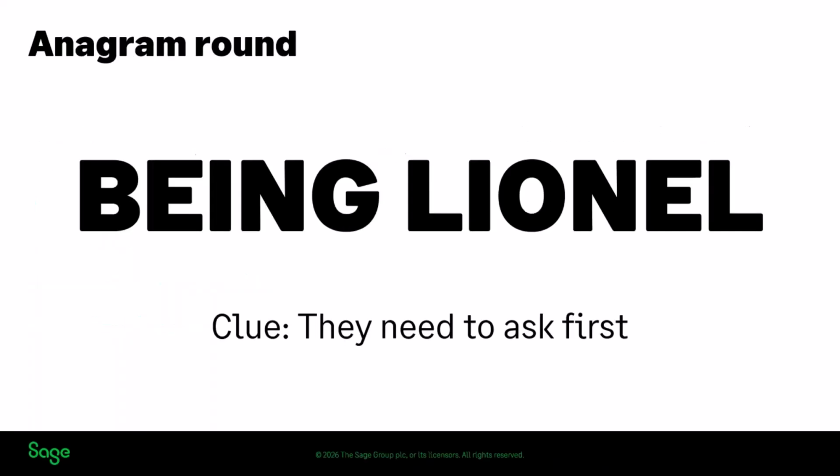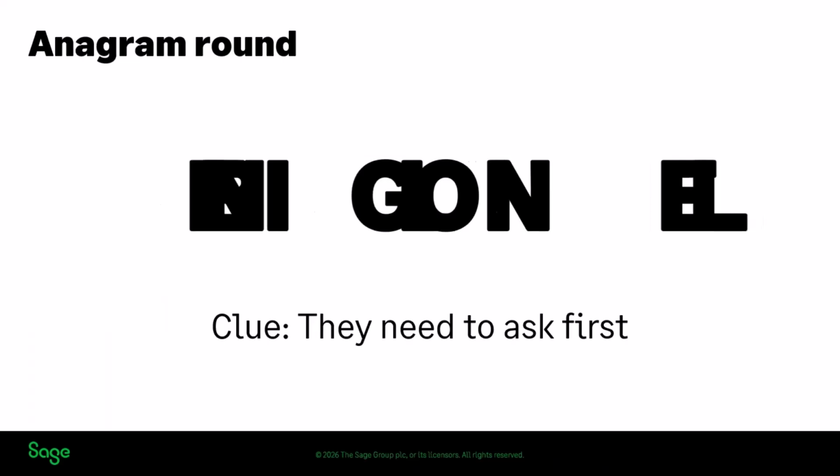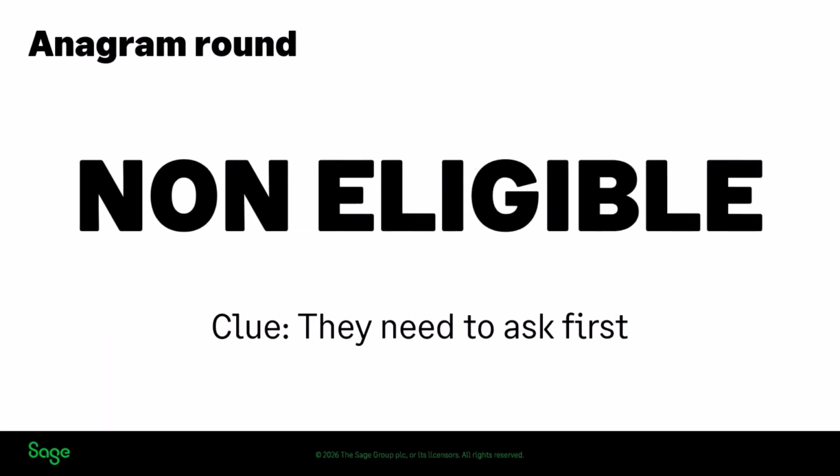Let's look at the anagram again then. So this one was being Lionel. Not so many answers for this one. So the clue was they need to ask first, being Lionel. And the answer to that anagram is non-eligible. So that's one of the worker categories that you'll see in the pension assessment. So out of all of the correct answers, the fastest was Iona. So non-eligible was the answer we were looking for.